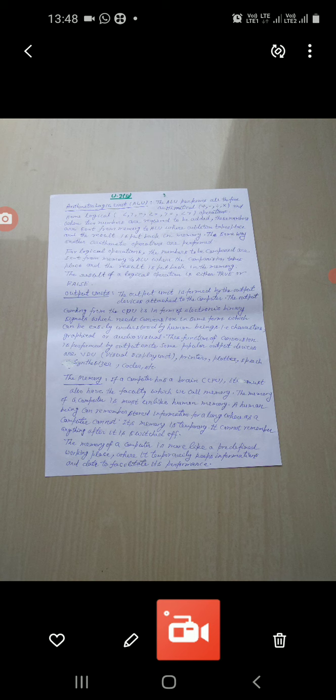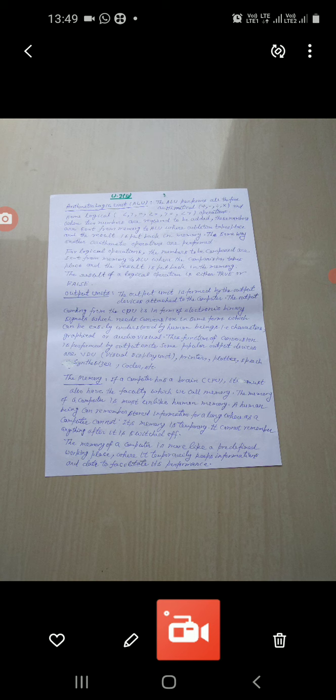Now the most important part of the computer is memory, so we will discuss memory now. Memory is called the brain of the computer. If a computer has a brain, that means the CPU, then it must also have the faculty which we call memory.